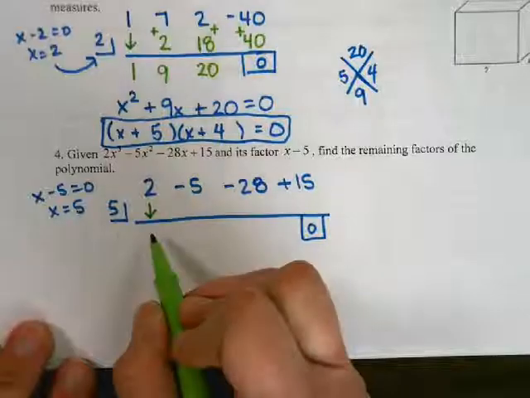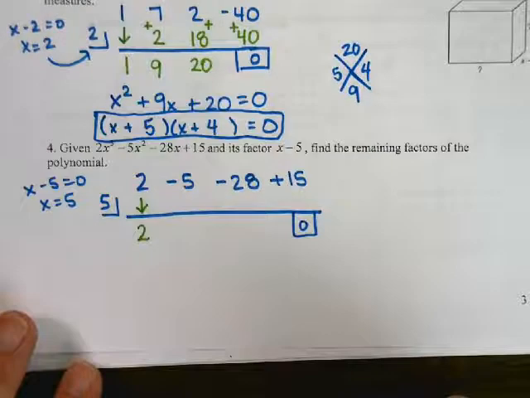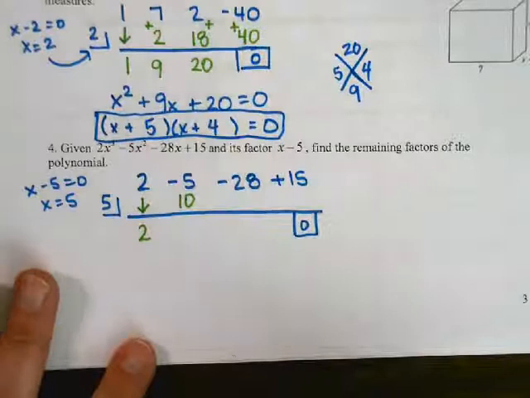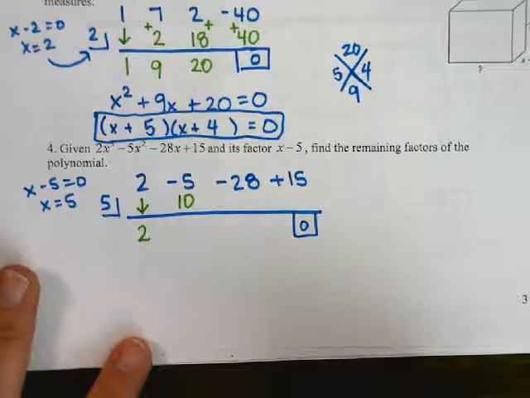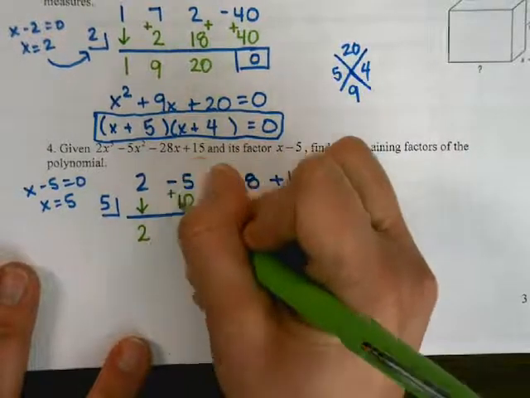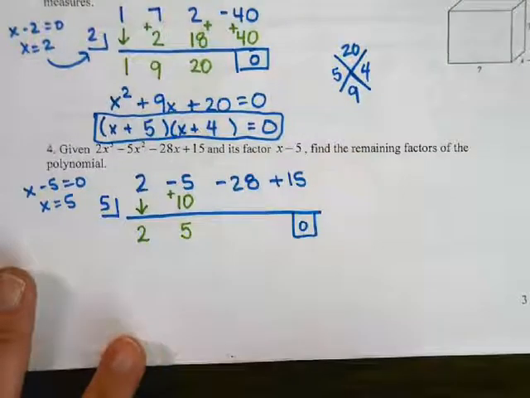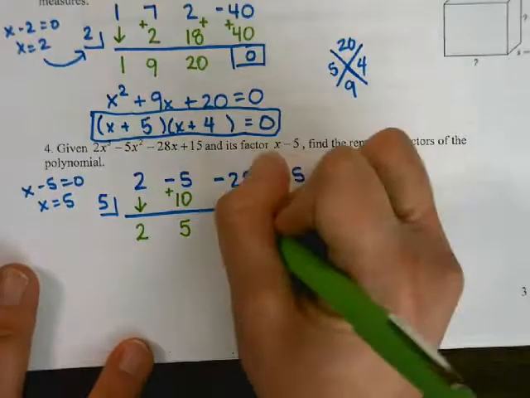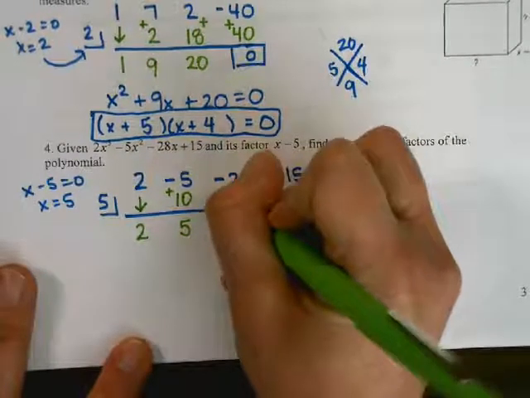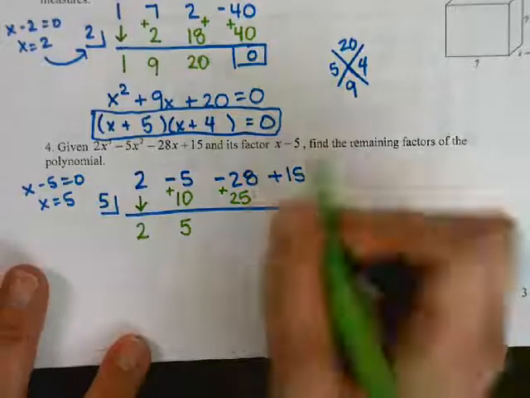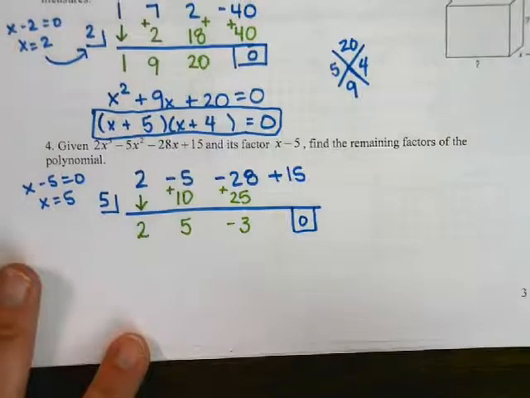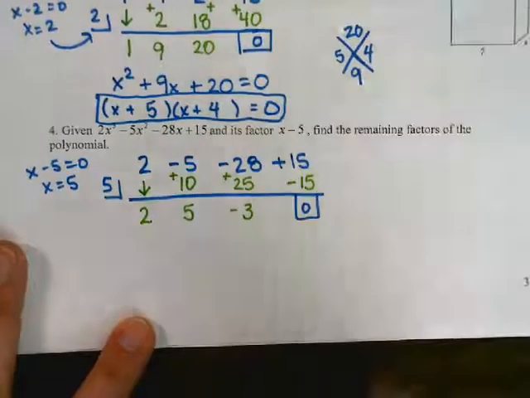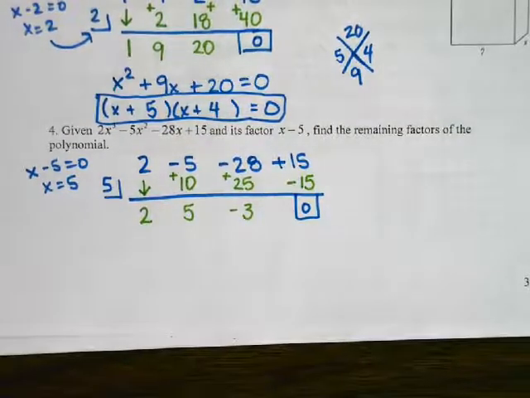Bring the first one down. This guy's a 2. 5 times 2 is 10. Negative 5 plus 10 is positive 5. 5 times 5 is 25. Negative 28 plus 25 is negative 3. 5 times the negative 3 is negative 15. So we did indeed get 0 there.